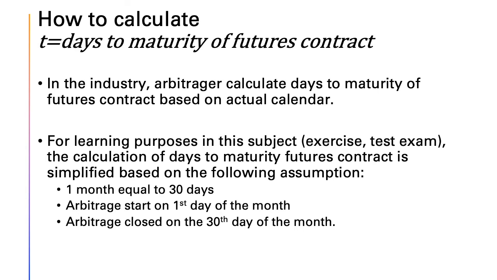So how to calculate T, which is the days to maturity of the futures contract? In the industry, arbitrageurs calculate days to maturity of the futures contract based on the actual calendar. For learning purposes in this subject, for example for exercises, tests, and exams, the calculation of days to maturity is simplified based on the following assumption. First, 1 month we assume equal to 30 days, and the arbitrage strategy starts on the first day of the month and the arbitrage closes on the 30th day of the month. Therefore, we assume 1 month equal to 30 days.